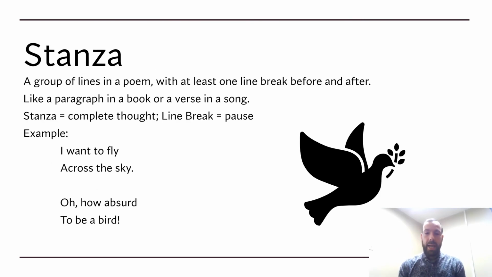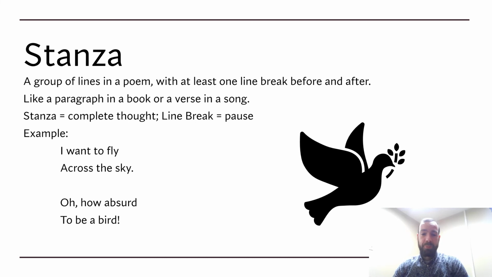Stanzas. A stanza is a group of lines in a poem with at least one line break before and after. So it's kind of like a paragraph in a book. A good way to think about it that I like to use is it's like a verse in a song, right? Song lyrics are poetry, and they're divided into stanzas called verses. So why would we do this? Why would we split poetry into different stanzas and have breaks in between? Well, a stanza really represents one complete thought, and the line break, the gap in between each stanza, represents a bit of a pause that we take.